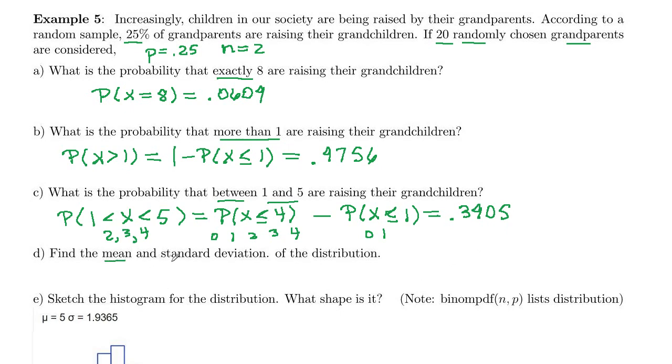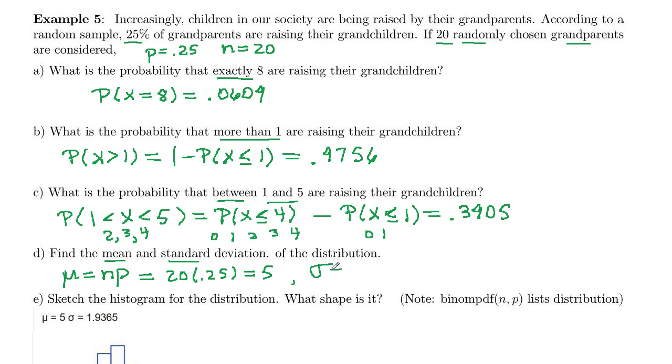Find the mean and the standard deviation of the distribution. This is a binomial distribution. For a binomial distribution, your mean is mu equals n times p, and n is 20. I wrote 2, should have written 20. p is 0.25, so 20 times 0.25, which is 5. So our mean is 5.